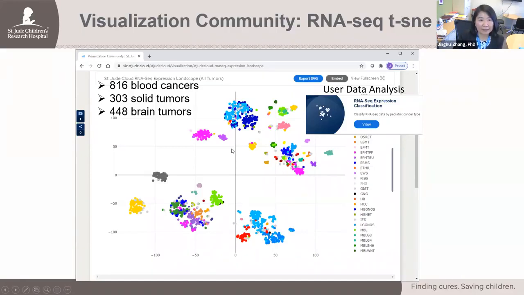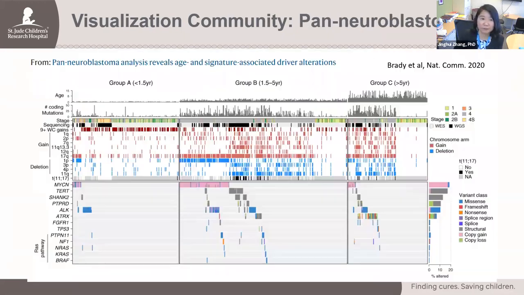And we are already using that for our own internal clinical sequencing effort to help with classifying some of the hard to diagnose samples that we encounter. So the visualization community is not only taking data from de novo, but we are also trying to incorporate the graphs that have been published in a variety of pediatric cancer research into interactive visualization modules that people can explore.